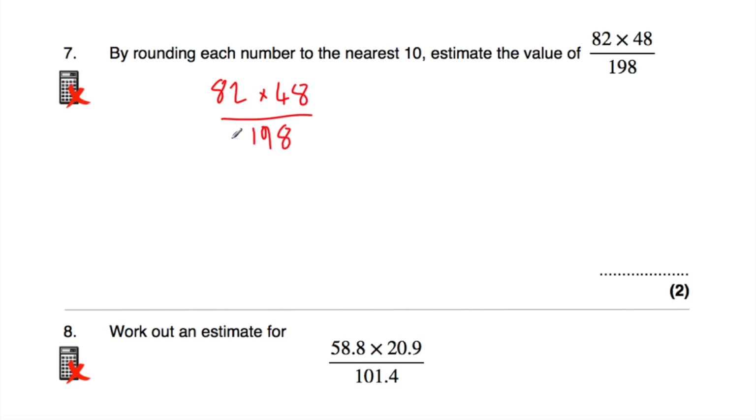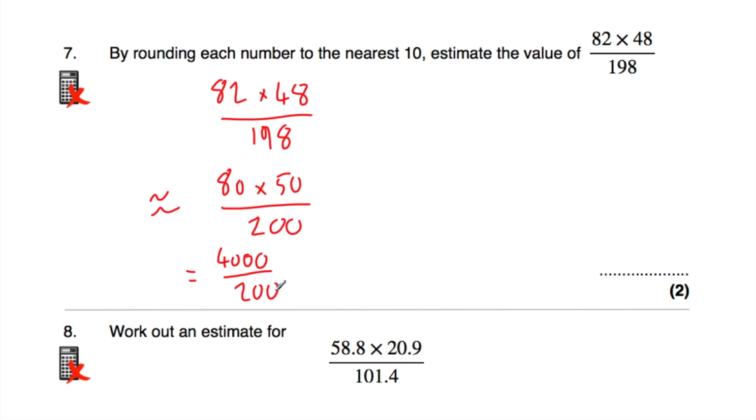So let's round these numbers to the nearest 10. So that would be approximately equal to 82 to the nearest 10 would be 80. 48 to the nearest 10 would be 50, and 198 to the nearest 10, well, that's either 190 or 200, so it's closer to 200, so it's going to be over 200. So we're going to work out 80 times 50, all divided by 200. So let's work that out. 8 times 5 is equal to 40, so let's put down a 40, and then we've got 2 more zeros, so 2 zeros, divided by 200. And now we just need to work out what 4,000 divided by 200 is. There's a few different approaches for this division.